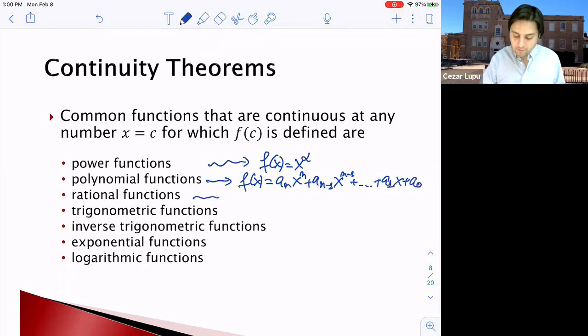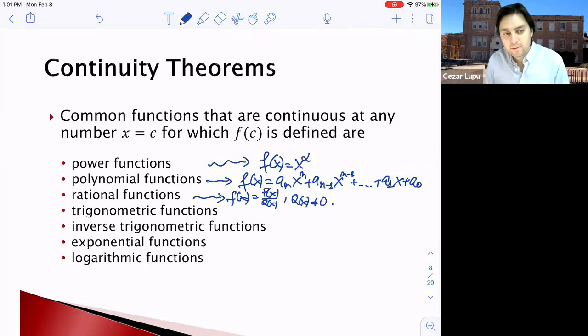Rational functions, you can expect continuity here, right? Something like f of x is the ratio of two polynomials, p over q, with q non-zero. Trigonometric functions, you have sine, cosine, tangent, cotangent, secant, cosecant. The inverse trigonometric functions such as sine inverse, cosine inverse, tangent inverse, you name it, right?